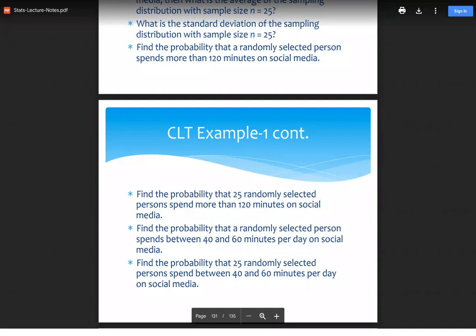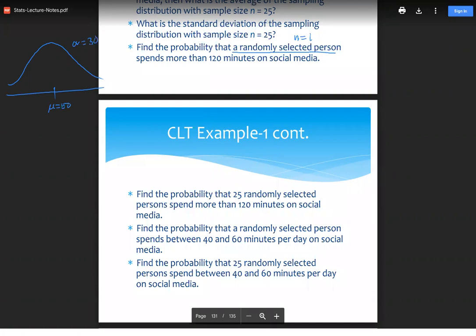So now a randomly selected person, that means your n is equal to 1. You have to kind of figure it out from the wording of the problem. A randomly selected person. So remember, your mean was 50, right? Mu is equal to 50, and your sigma was 30.